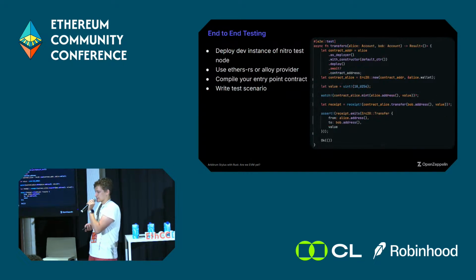And the last thing that is actually necessary for libraries is to validate that the code works correctly. So it's end-to-end testing, and testing overall, with no major changes here. You can use either Ethers RS or Alloy provider and write your test cases. That is an example of how it can look in our library.